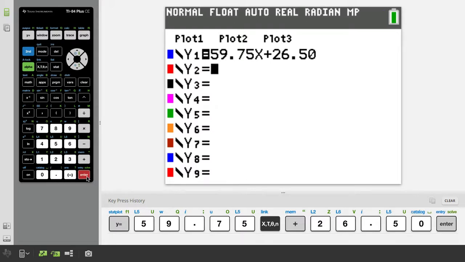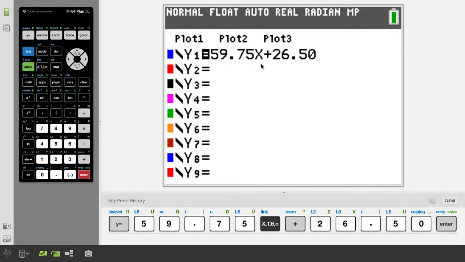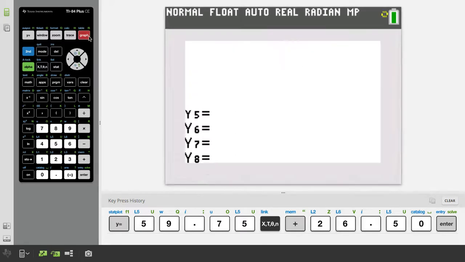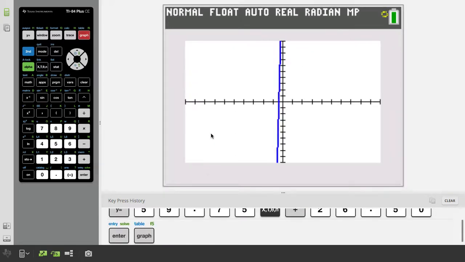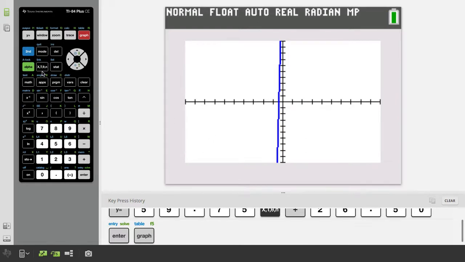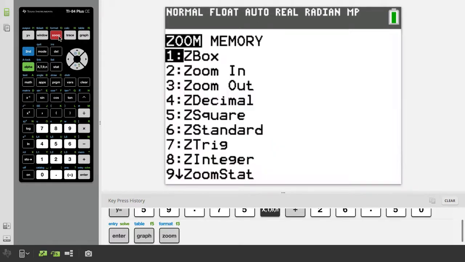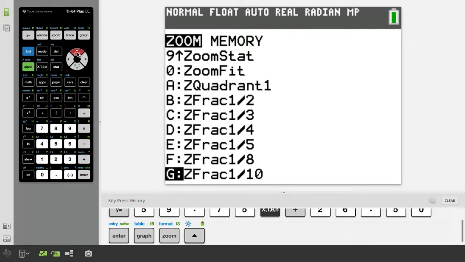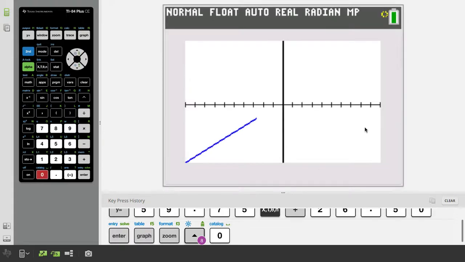Enter. All right. So this is a linear equation, y equals mx plus b. Linear. So if I graph that, it's going to take a second. All right. I'm going to go ahead and zoom. Let's see. Fit. There we go. So I'm going to zoom fit.